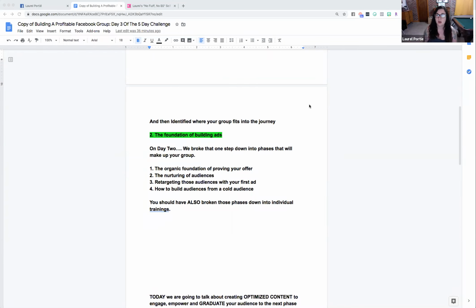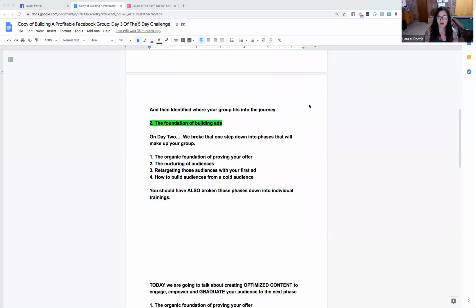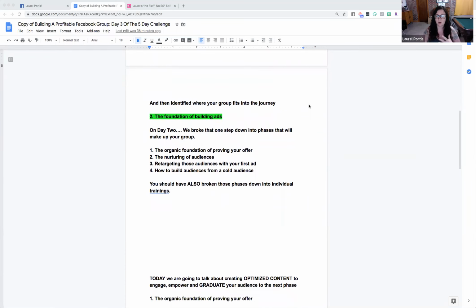On day two, we broke down that one step into phases that are going to make up our group, right? So if we look at my $7 program, right, we all start with the organic foundations of proving your offer. That can be found in the 7-day organic marketing sprint. Phase two, the nurturing of audiences. We're in phase two. This training is going to live in phase two of your back office, retargeting those audiences with their first ad and how to build an audience from a cold audience. So that is all of the phases that make up step two in my customer's journey.